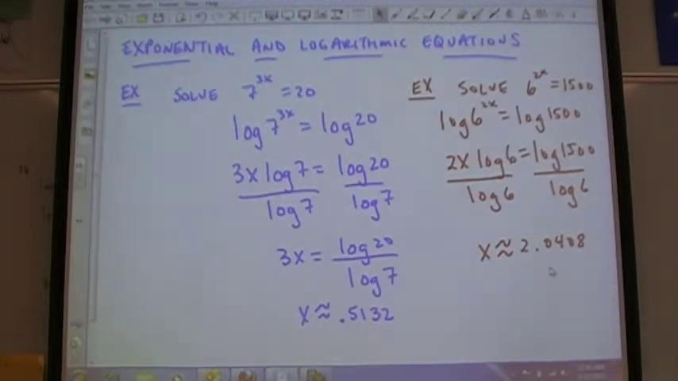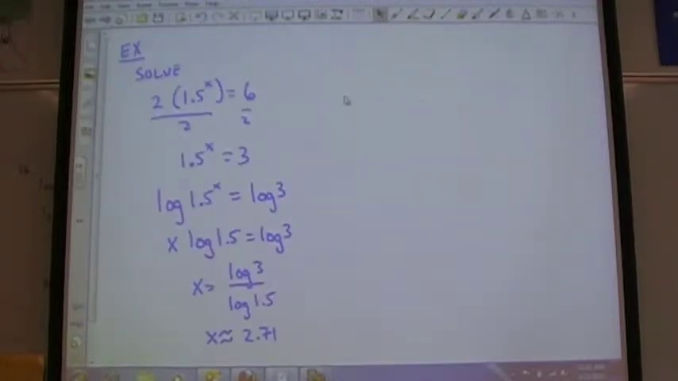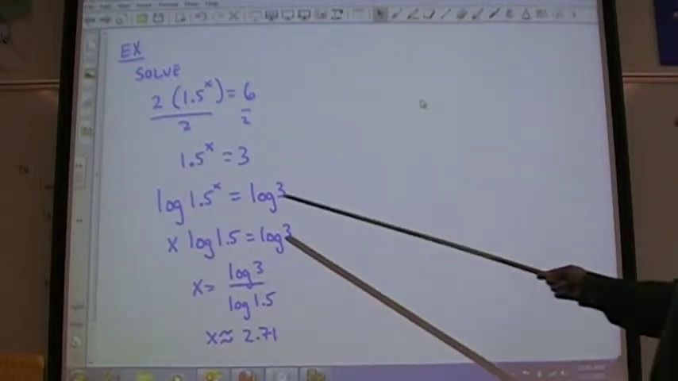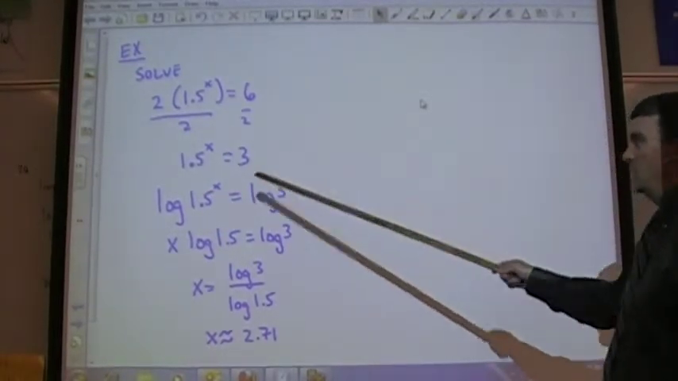Next, solve here. Now what you want to do here is get the exponential part by itself. So that's why I divided both sides by 2 to start with. The original problem was 2 parentheses 1.5 to the x power close parentheses equals 6. That was the entire problem. So the first thing I did was get rid of that 2 by dividing both sides by 2. So you're left now with 1.5 to the x equals 3.